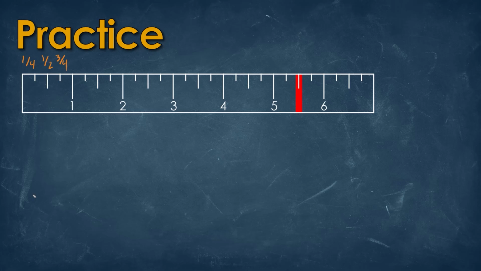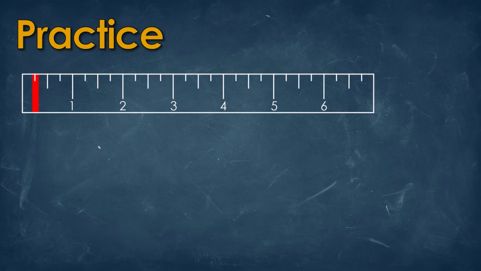Okay, this one is a little bit larger. It's not the really small one, but it's not a whole number. It's in between the 5 and the 6. If it's directly in between, we know that is a half, so it is 5 and 1/2.